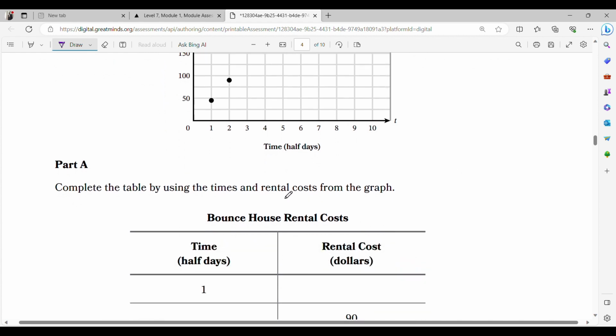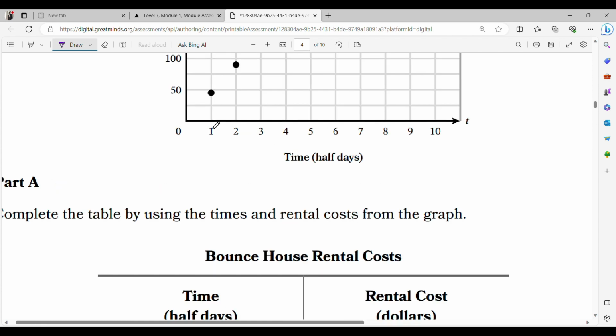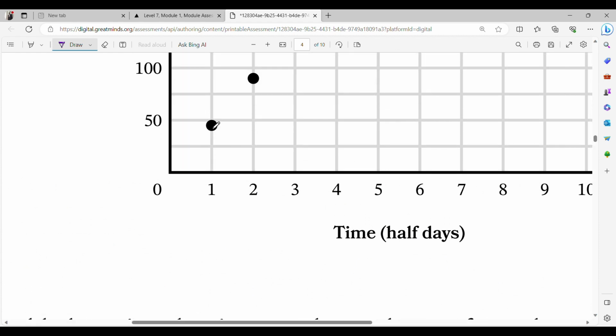Complete the table by using the times and rental costs from the graph. So for one half a day's time, how much does this cost? All right, according to this graph, 1 half day equals 50. Why does that look off? 2 would be 100. Oh, wait a minute. Look at this. They tried to get us.